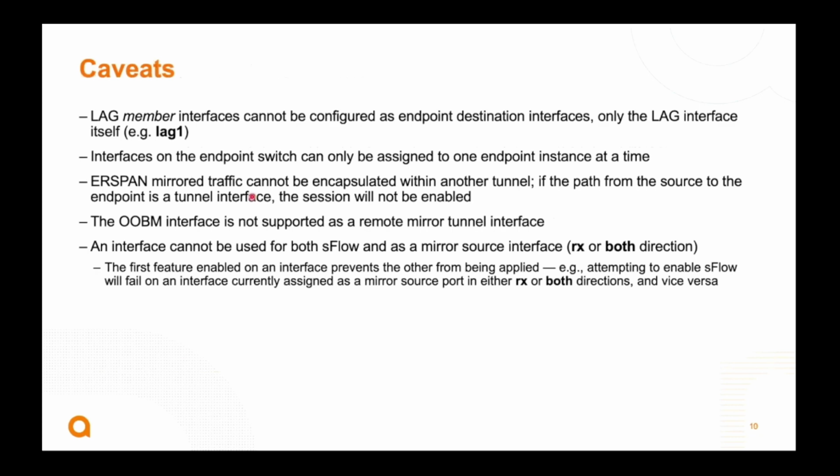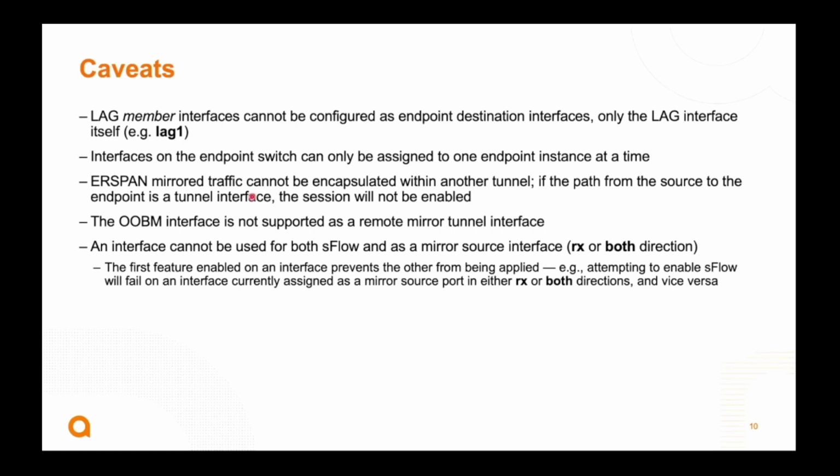So some caveats for the remote mirror endpoint feature. First off, your endpoint destination interfaces where traffic is forwarded after being decapsulated. You cannot specify lag member interfaces as a destination. You can only specify the lag itself. So lags are supported, but you cannot use a lag member interface as your destination port. Interfaces on the endpoint switch, you can only assign an interface to one endpoint instance at a time.